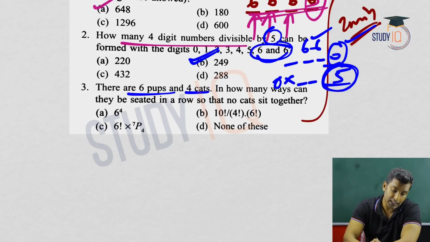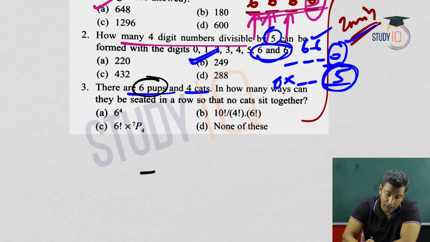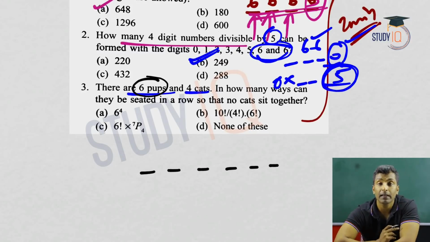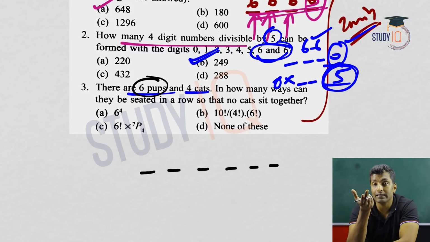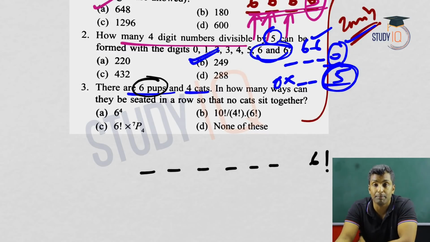So you have 6 pups. Obviously all are different. So 6 pups among themselves, how many ways can you arrange? You can arrange like this: 1, 2, 3, 4, 5, 6. So you have in fact 6 factorial arrangements. So the pups can be arranged in how many ways? 6 factorial ways you will arrange the pups.